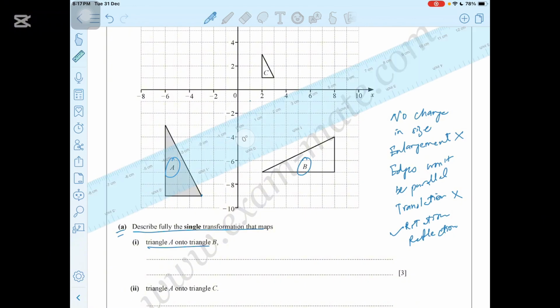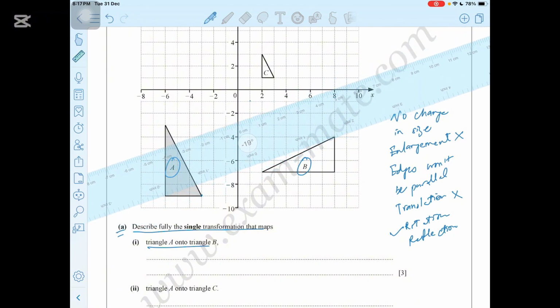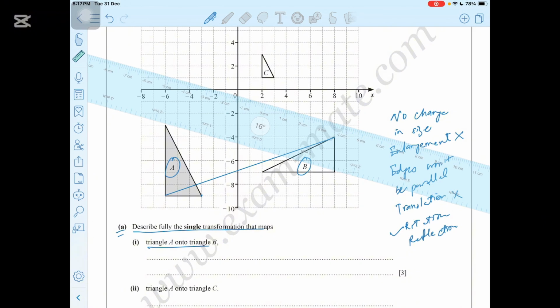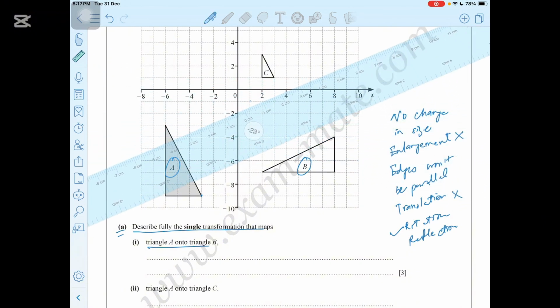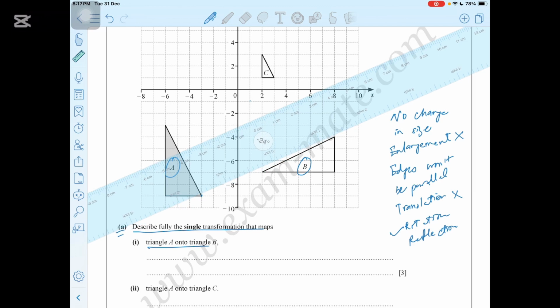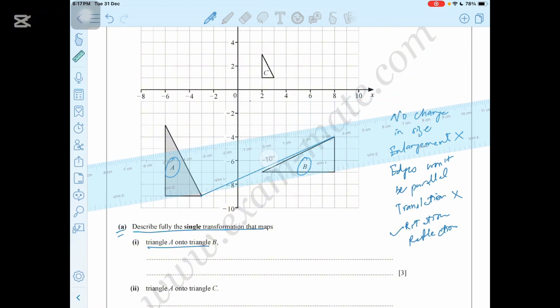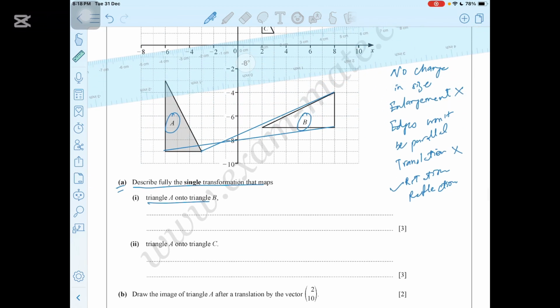So let's just draw the edges first. So these will be the edges. Sorry, I made a mistake over here. This would be this. Yes, so this is it, and then this is it. So when we have a reflection, these lines overlap, and that is our line of reflection. But since they are not overlapping, this is a rotation.